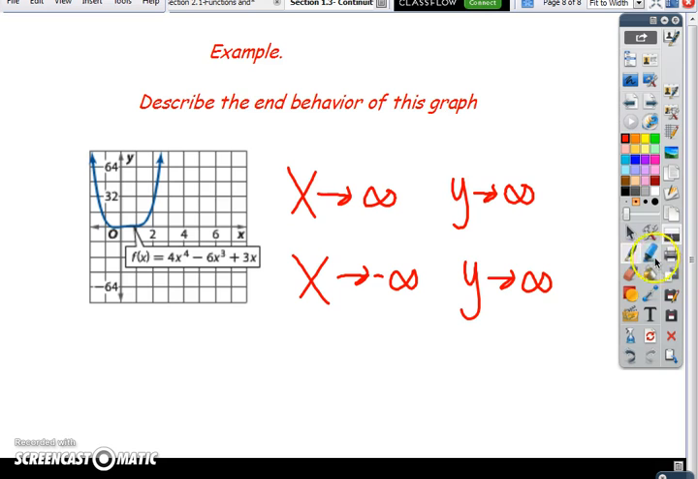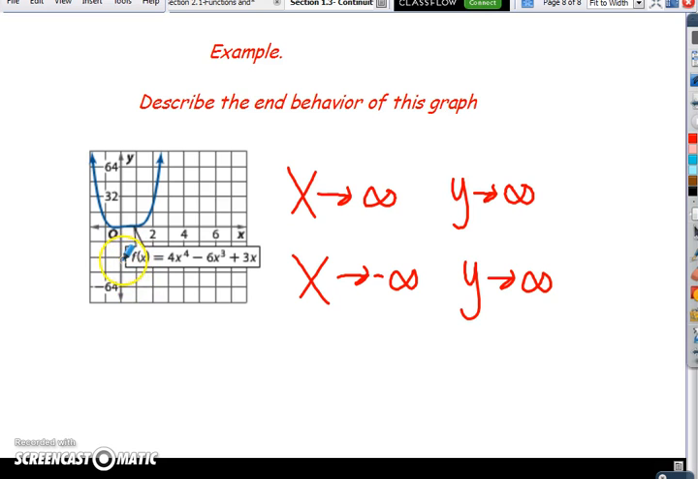We'll talk about some of that later. But if you didn't have a picture, folks, we're going to be able to figure out end behavior solely based on this equation right here. That's right. We can use the equation they give us to tell us about end behavior.